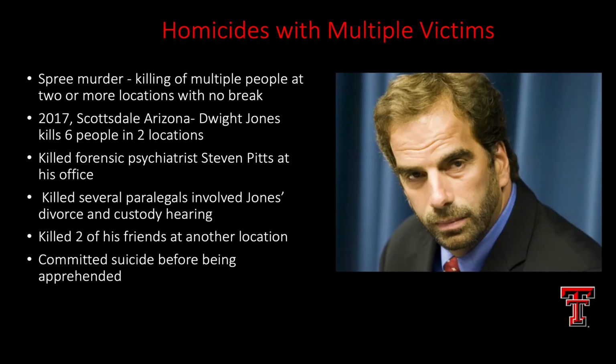Often the spree murderers have a bone to pick with the people that have wronged them, and they will pick specific people in order to take them out. And they also know that they're either going to commit suicide, get shot by the police, or end up spending the rest of their lives in prison.